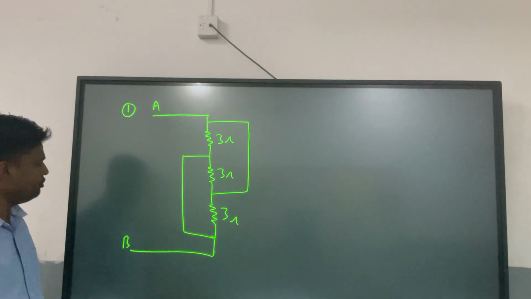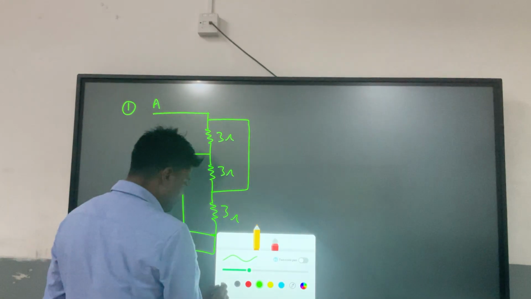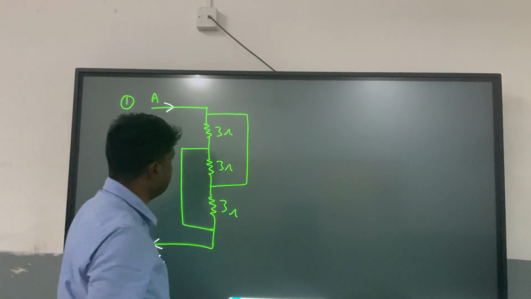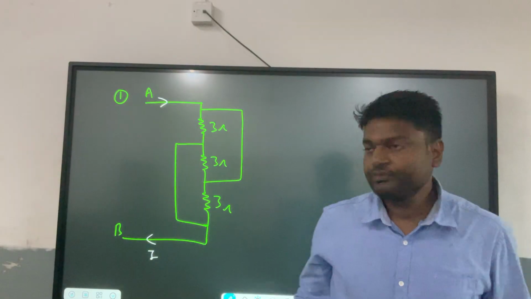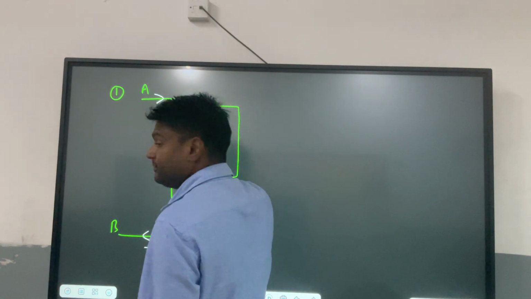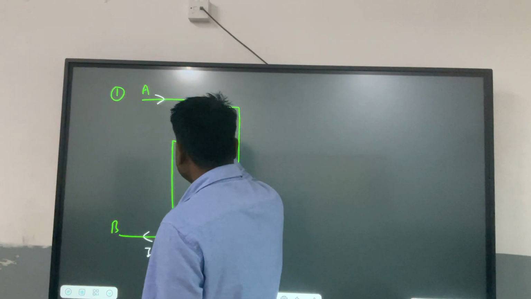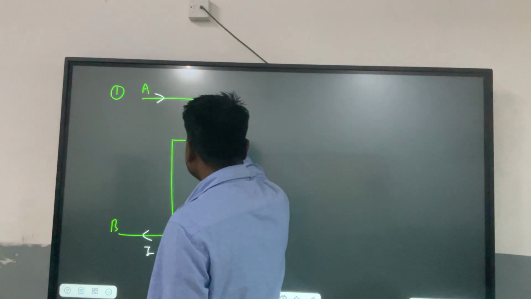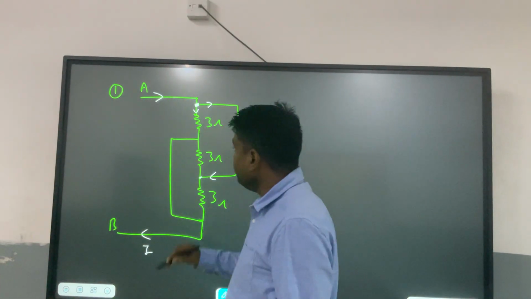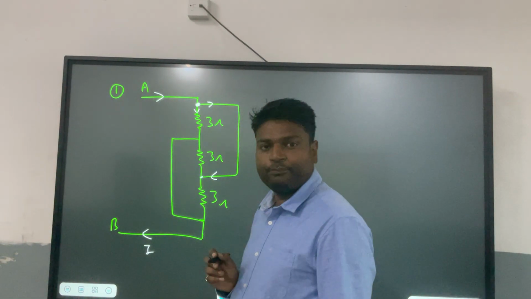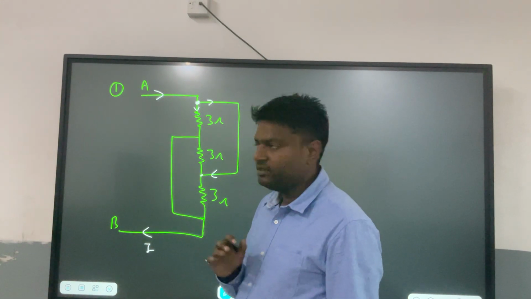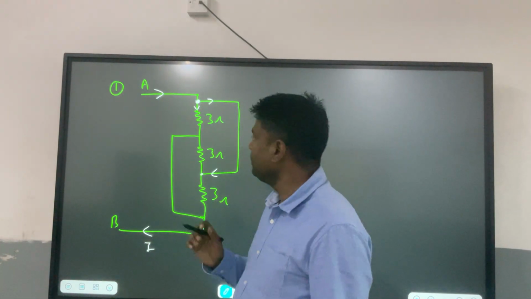Now, if we want to finalize the answer for RAB directly with the current method, we get some confusion. When current is coming in, a node is there, so current should be divided, but we feel that if there is a short path, the complete current will go through it, right? But if we use the approach of potential difference, then we can clear this up directly.